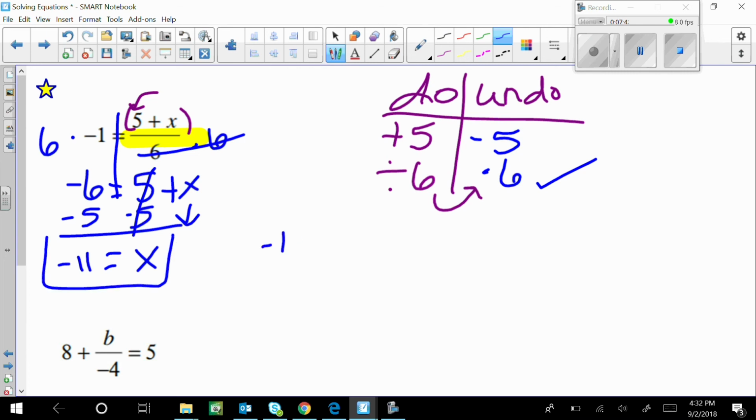If you were to check that, I have 5 plus negative 11 divided by 6. Negative 1 equals negative 6 divided by 6. Negative 1 equals negative.